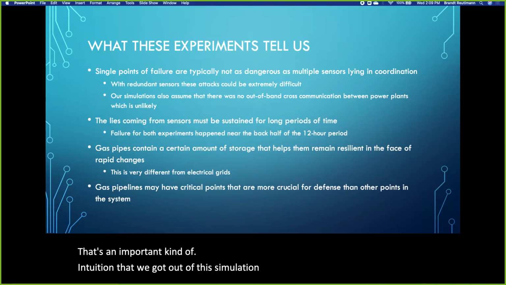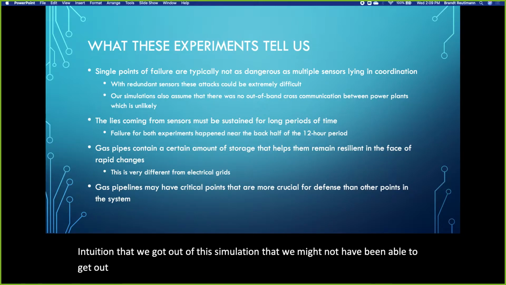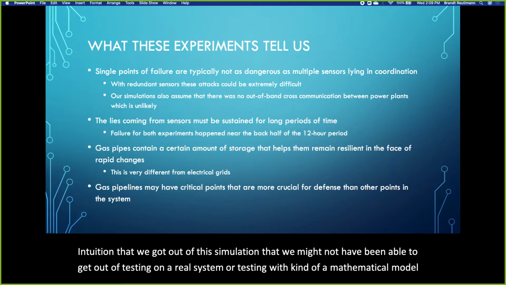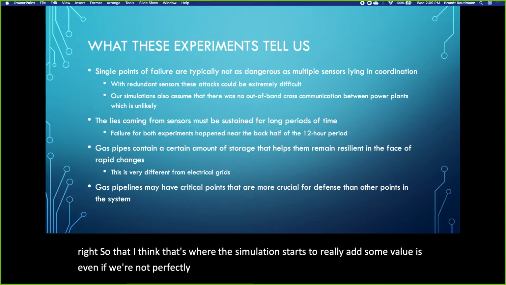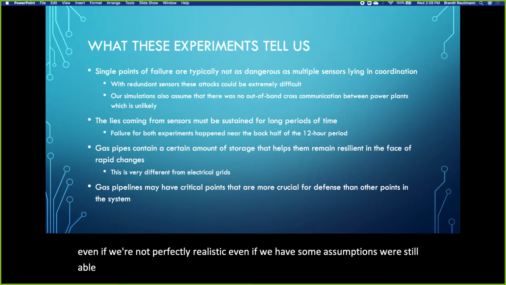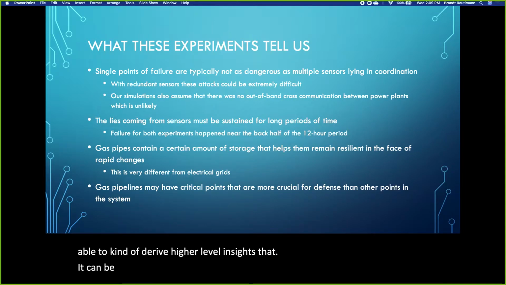that we might not have been able to get out of testing on a real system or testing with a mathematical model, right? So I think that's where the simulation starts to really add some value: even if we're not perfectly realistic, even if we have some assumptions, we're still able to derive higher level insights that can be useful for defending these systems, right?